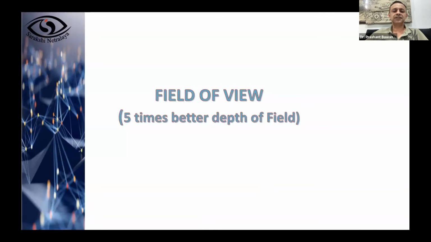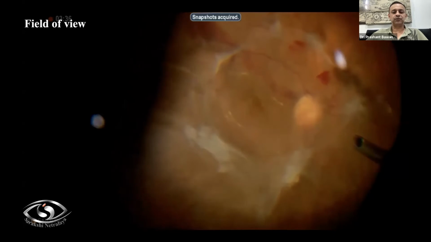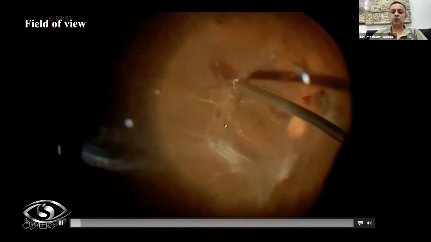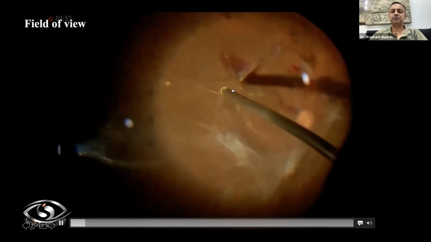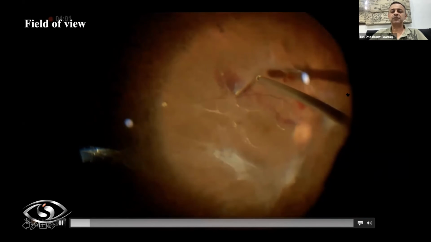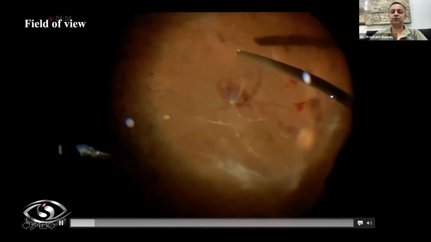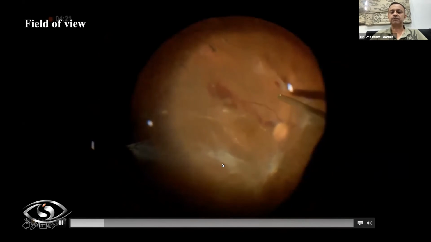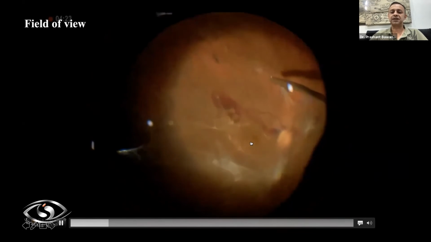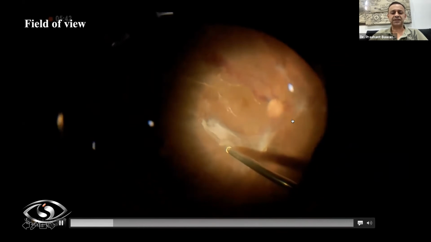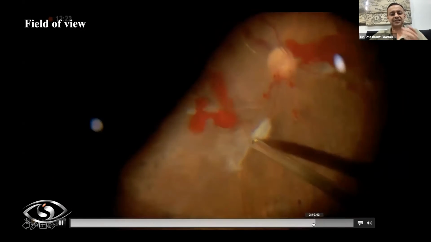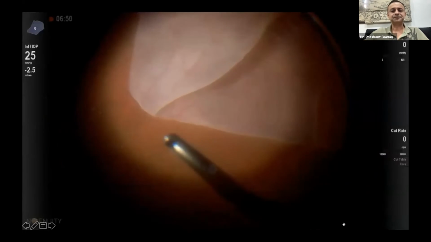The other basic advantage is that it offers a field of view which is 5 times better than the routine field of view. Now look at this, another case of diabetic retinopathy. The whole attachment of vitreous to the membranes and the retina, that is the whole pathoanatomy, can be visualized in a single field of view, giving us better insight into how we should operate, when we should operate, where we should cut a membrane, and how to delimit the vitreous from the membranes. That's why you can get such predictable results in such complicated cases.